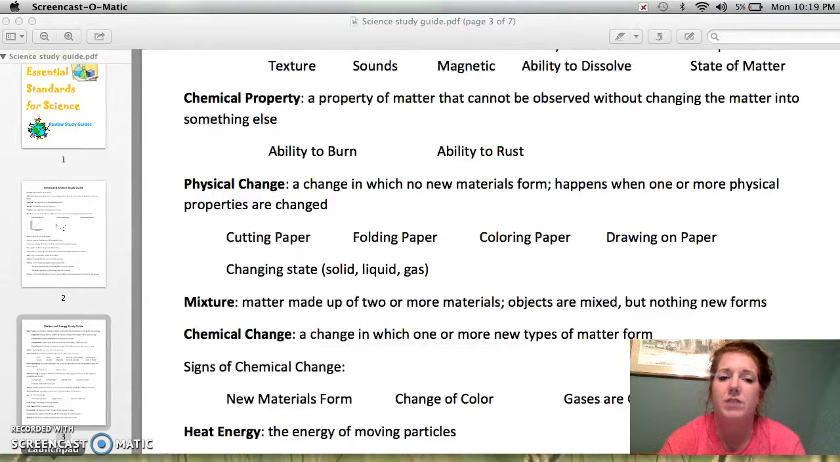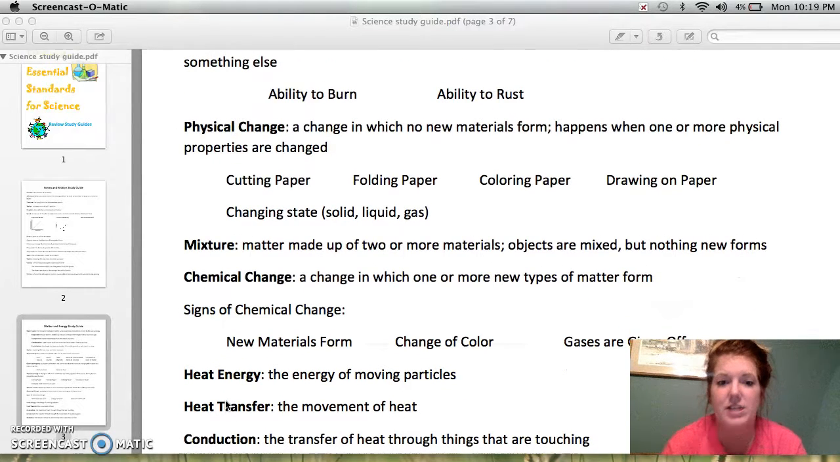So signs of a chemical change: new materials form, a change of color, gases are given off. If we do that one review question that goes over the different properties, the answer we discussed was burning of firewood, because when that wood burns, it becomes like ash. It's changed its property. It's no longer wood. But a physical change would be like cutting wood. If you cut it into smaller pieces, it's still wood.